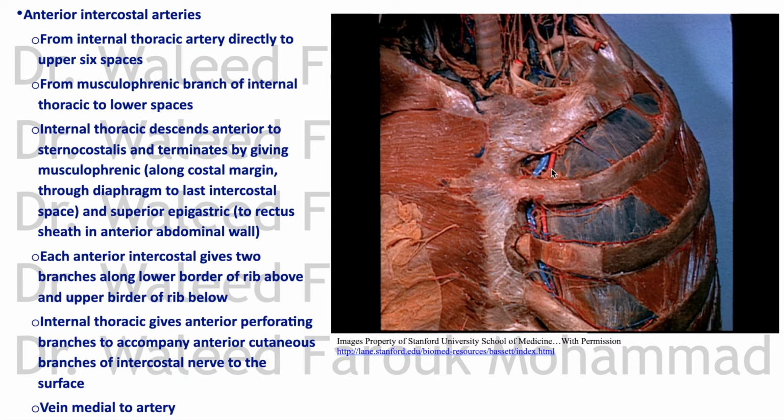No, the artery is lateral to the vein, and in each space it gives a couple of branches, one parallel to the inferior border of the rib above and one parallel to the upper border of the rib below, so double branches. And by the sixth space it divides into the musculophrenic and superior epigastric. The superior epigastric artery goes into the rectus sheath in the abdominal wall, while the musculophrenic continues to supply the lower spaces.